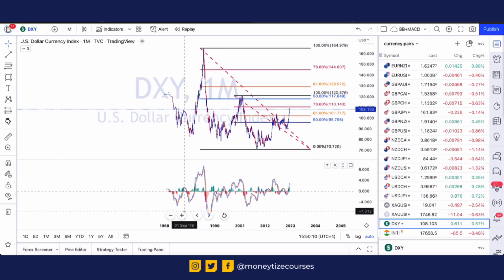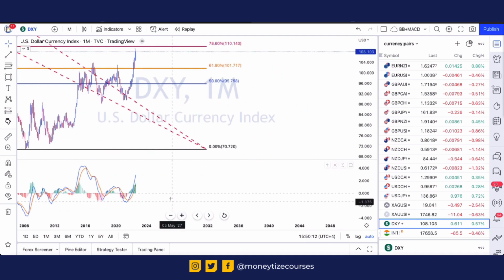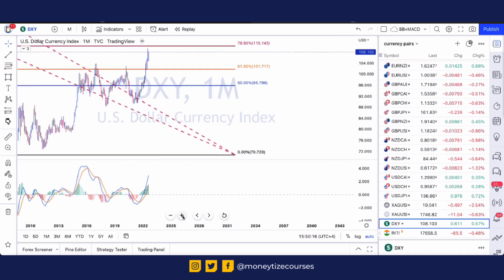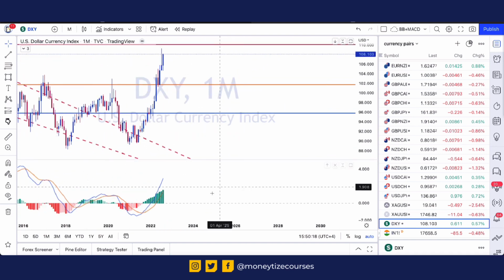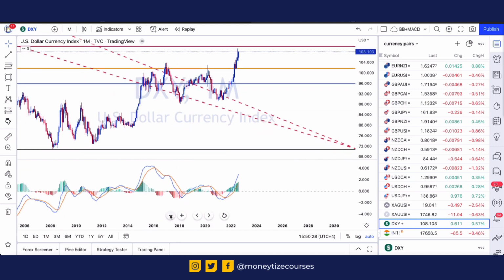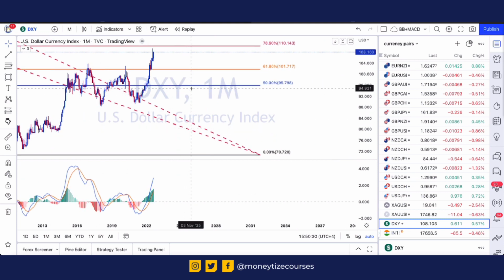So based on the monthly and the Fib retracement levels, dollar index remains bullish. As per the MACD, we don't see any signs of slowing down. The histogram is still rising, and even the MACD lines are still pointing to the upside. So the next level as per the Fib retracement is 110.14. To round off, we can say around 110.